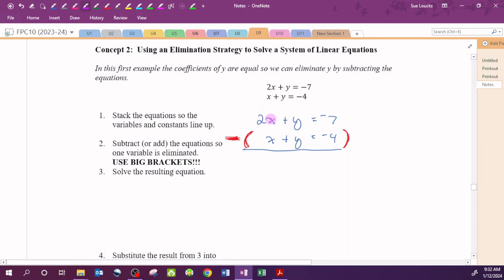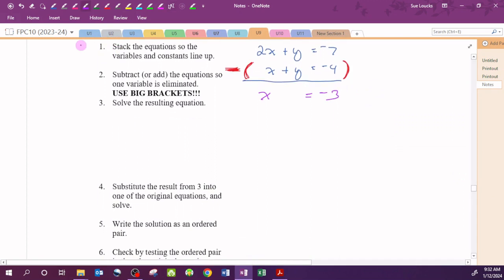Okay, I have 2x minus x, that is x. I have y minus y is 0, so I could put plus 0, but mathematicians are lazy, we don't do that. And then I have -7 minus -4, so that's -7 plus 4, which is -3. So there's my value for x. And then I'm going to take that and substitute that into one of my original equations. And it doesn't matter which one.